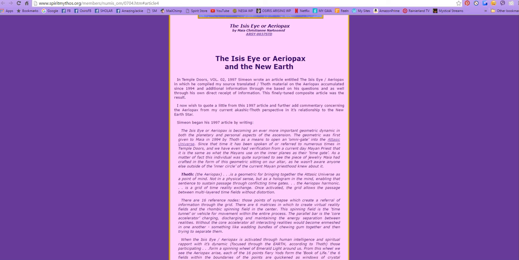It is a geometric for bringing together the Atosic universe as a point of mind, not in a physical sense, but as a hologram in the mind, enabling that sentience to sustain passage through conflicting time gates. The EYE-AREIOPAX harmonic is a grid of time-reality exchange. Once activated, the grid allows passage between multi-layered time fields without distortion.